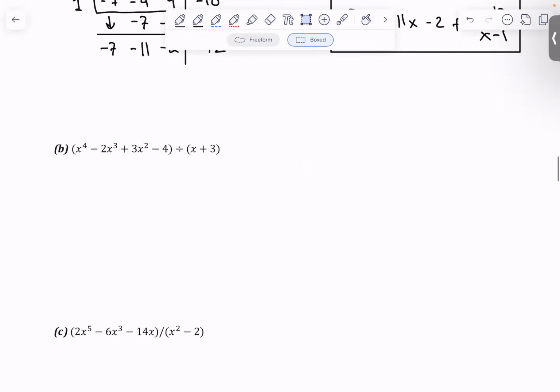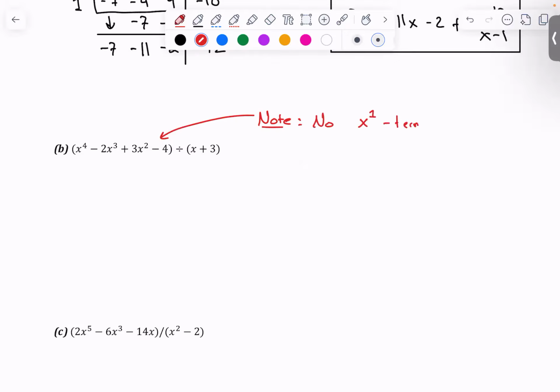All right. So this next one: x to the fourth minus 2x cubed plus 3x squared minus 4. Notice that the power of x is missing. Note, no x to the first power term. Need a placeholder. We need to make sure that that digit is mentioned.